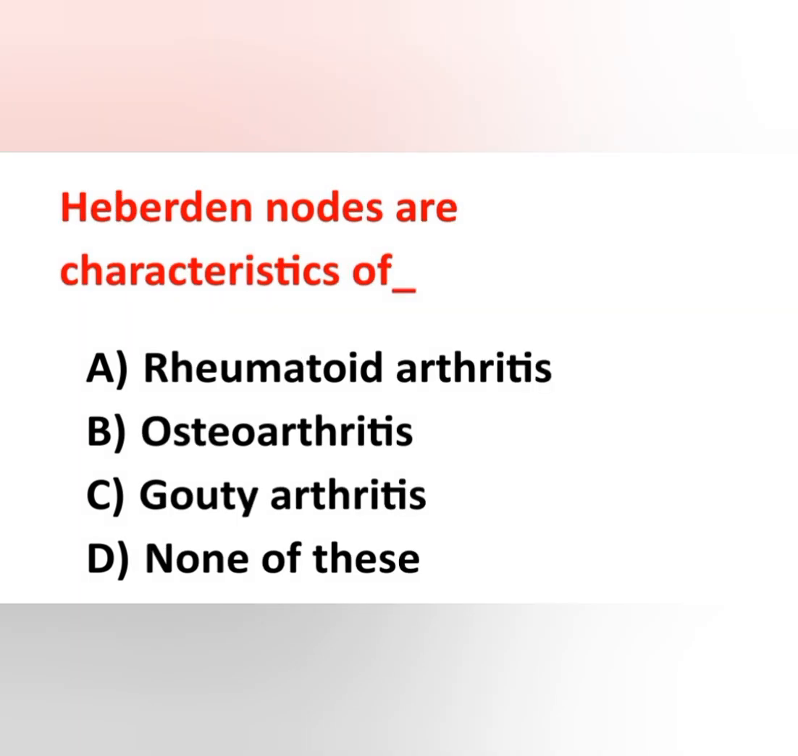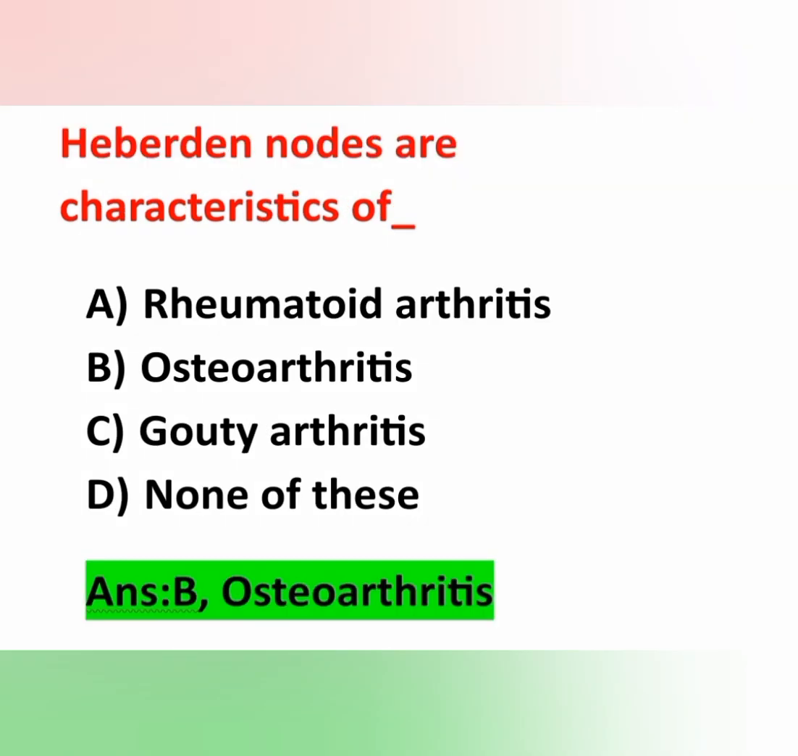On to the next question. Heberden's nodes are the characteristics of? Option A, rheumatoid arthritis; option B, osteoarthritis; option C, gouty arthritis; and option D, none of these. The correct answer is option B, osteoarthritis. Heberden's nodes are associated with osteoarthritis.